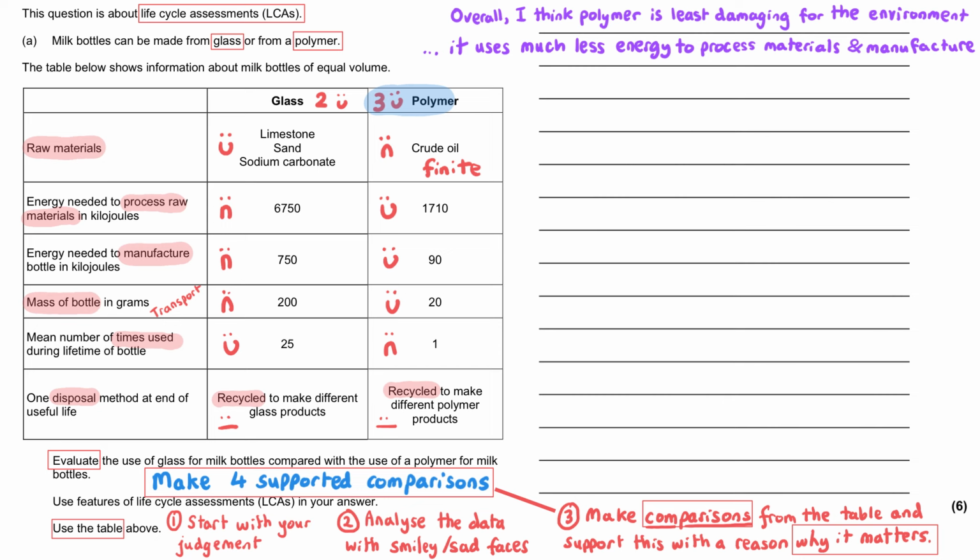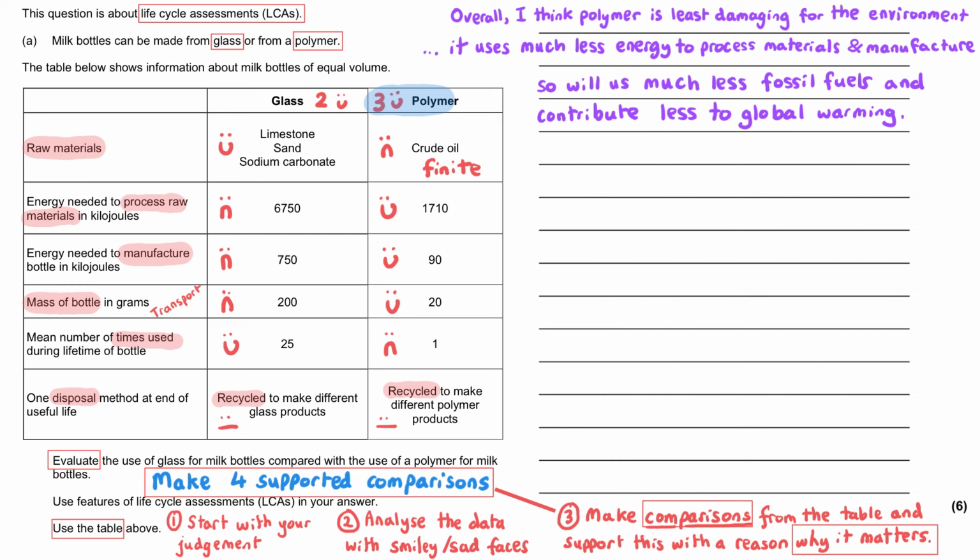And why is this an advantage? Well, if it requires less energy, then that means it will use less energy resources, and the energy resources come from fossil fuels. And we know that burning fossil fuels will cause the release of carbon dioxide into the atmosphere, and that will have a negative impact on global warming. And so I can say that polymers have got less of an impact on global warming because they require less energy, not in fact only to process, but also to manufacture those raw materials.